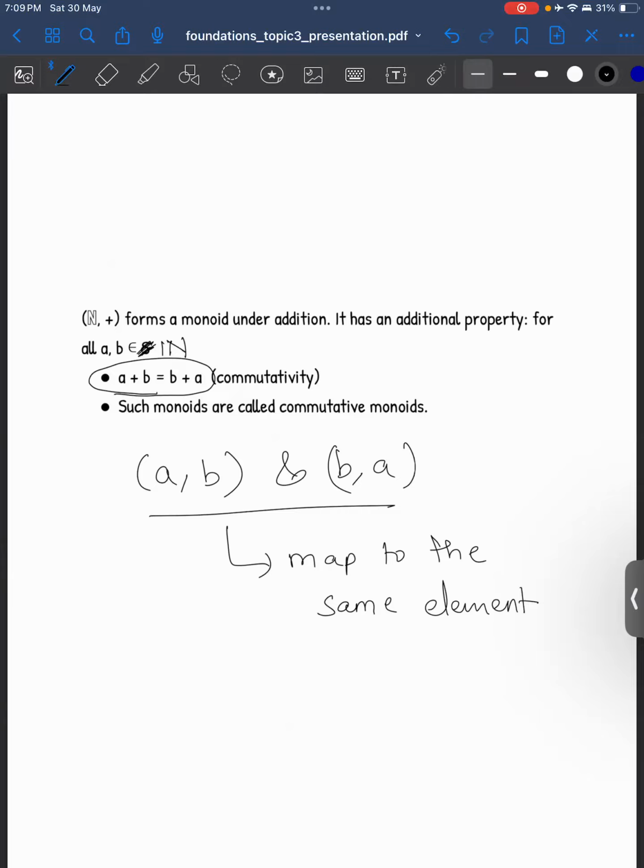Such monoids, where the binary operation is commutative, with this additional property that both tuples (A, B) and (B, A) for any A, B map to the same element, are called commutative monoids.